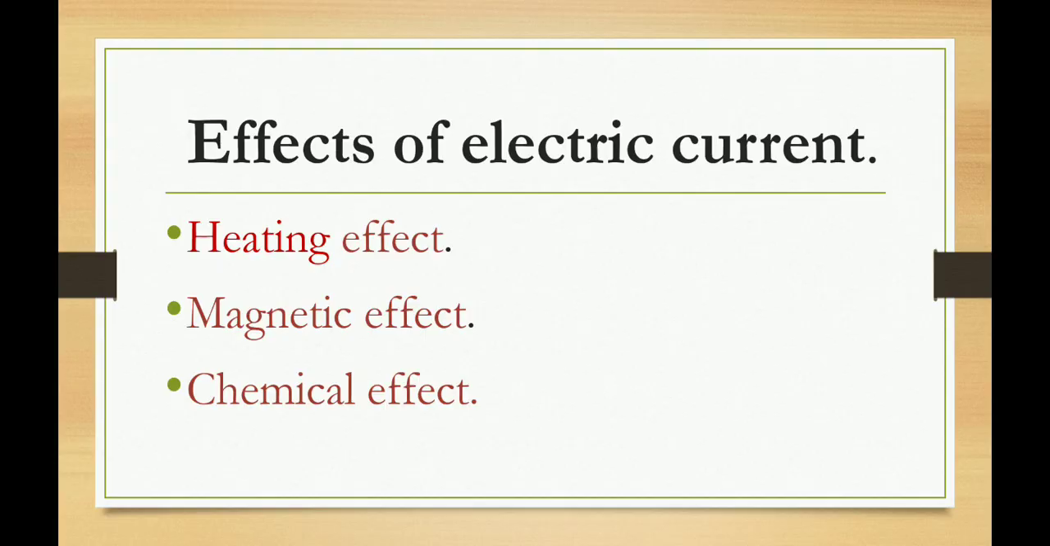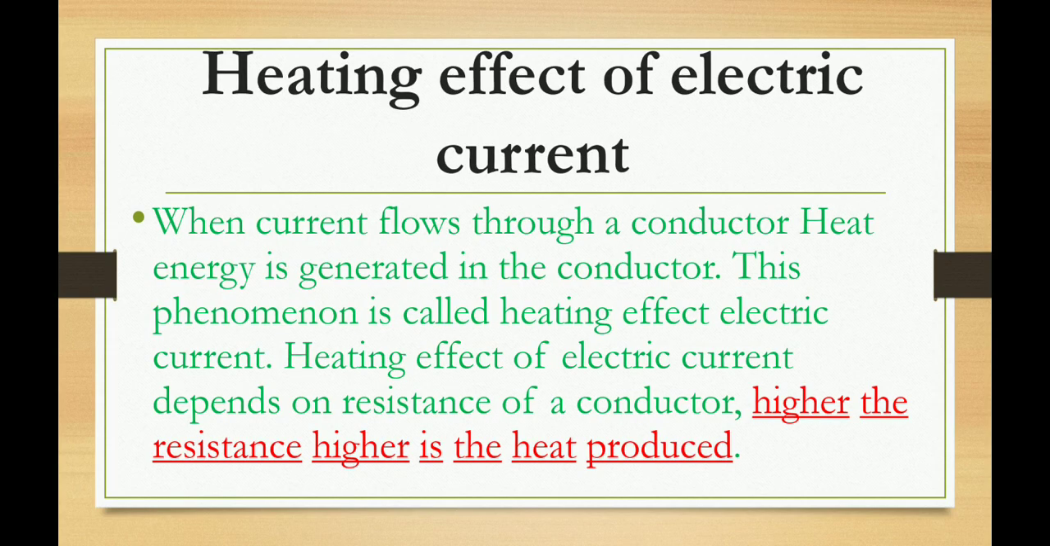Now let us move on to the effects of electric current. So heating effect, magnetic effect and chemical effect. So what is the heating effect of electric current? When current flows through a conductor, heat energy is generated in the conductor. This phenomenon is called the heating effect of electric current. The heating effect depends on the resistance of a conductor. The higher the resistance, the higher the heat produced.